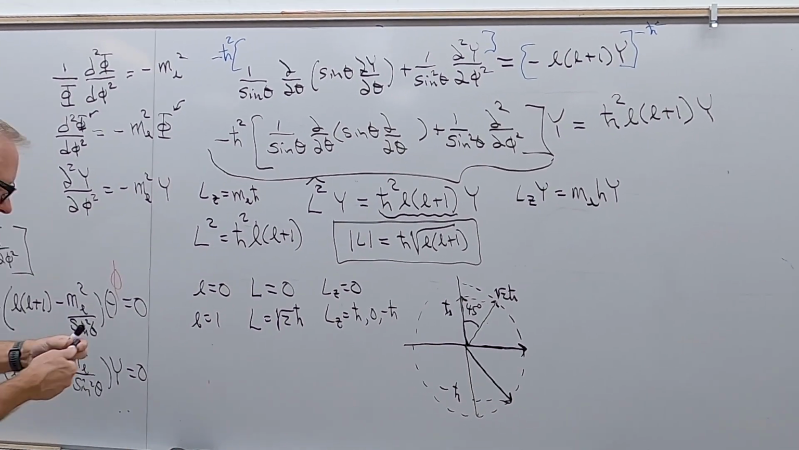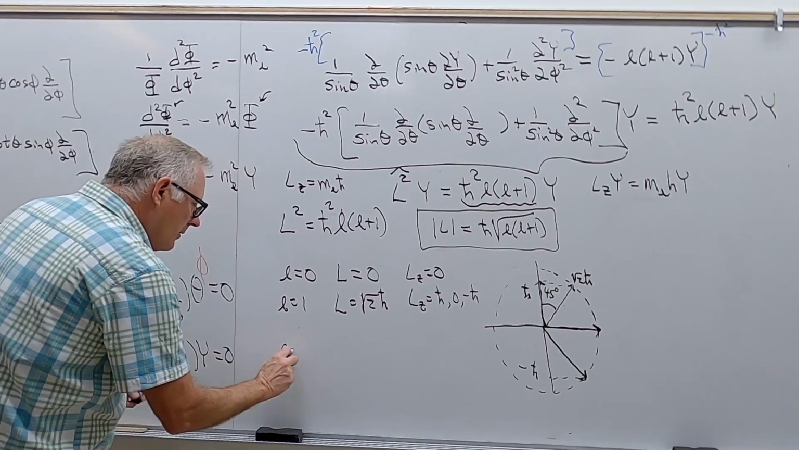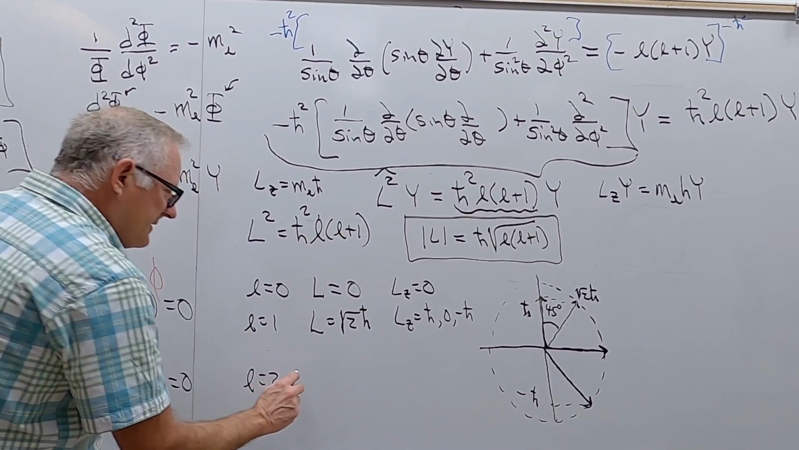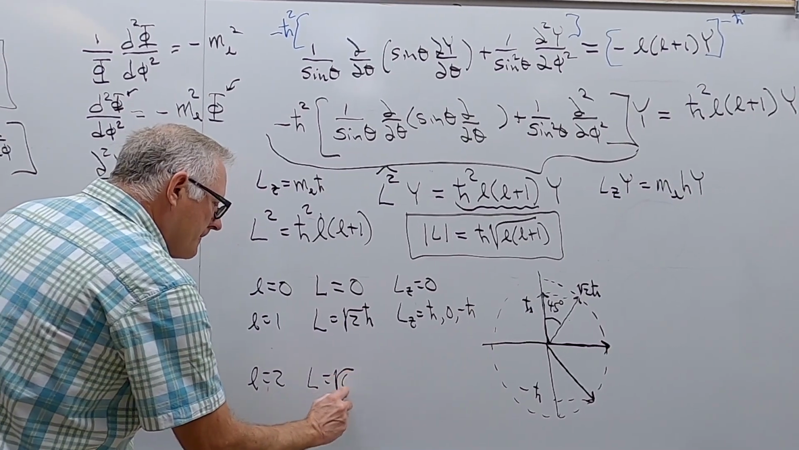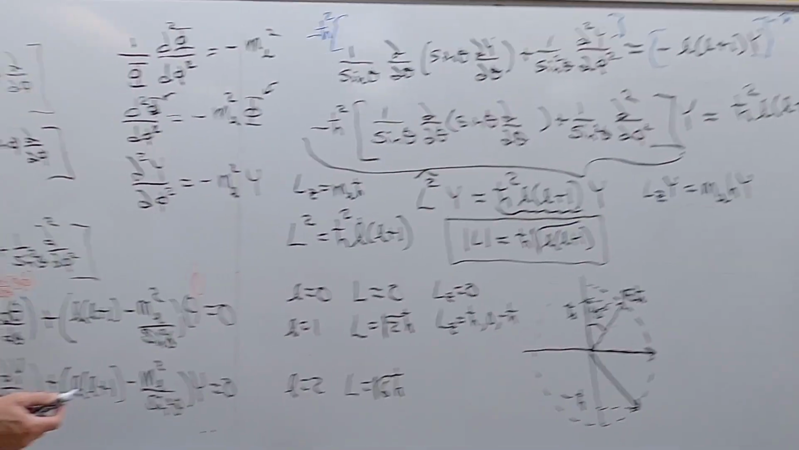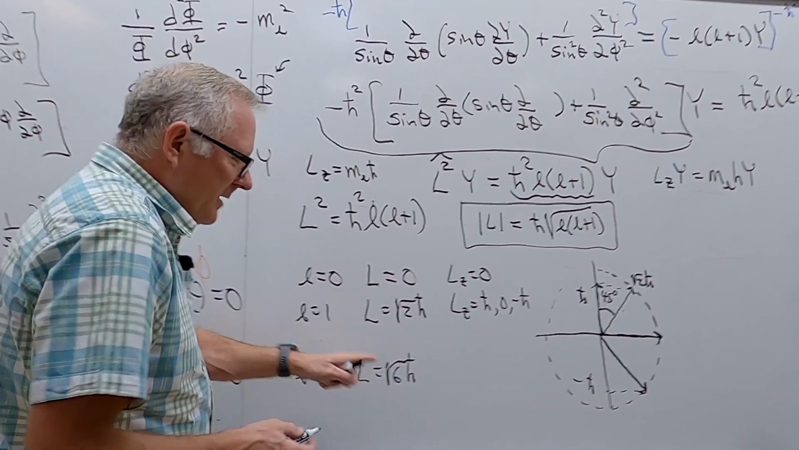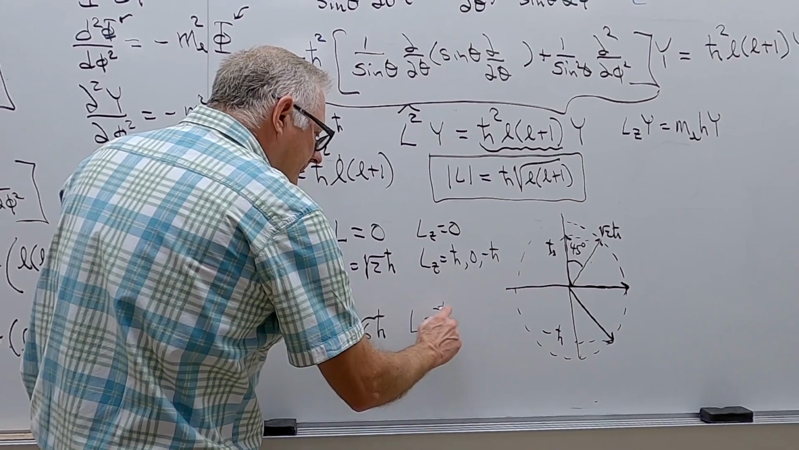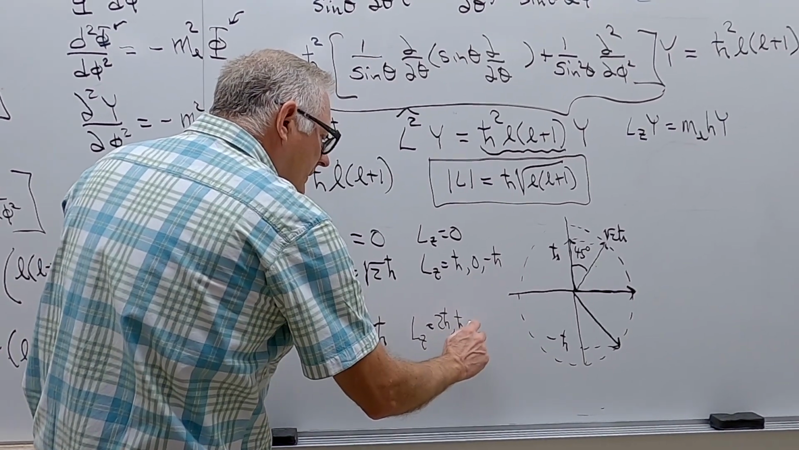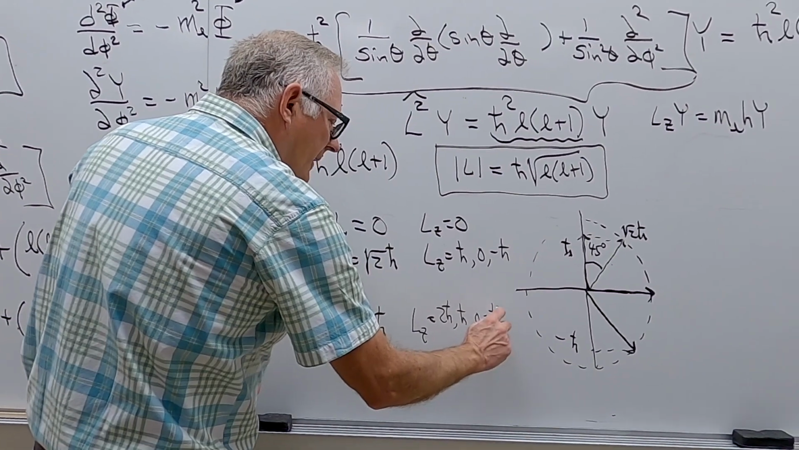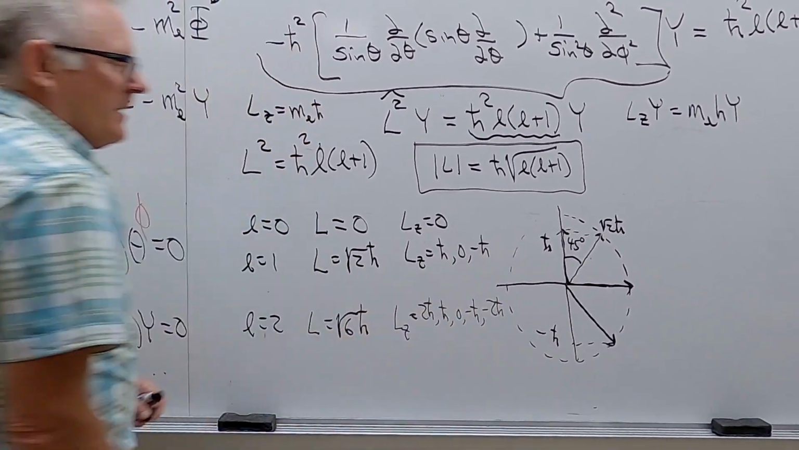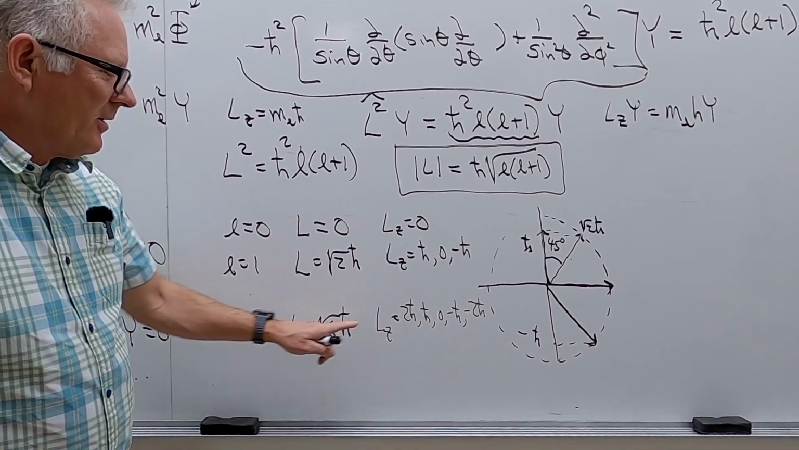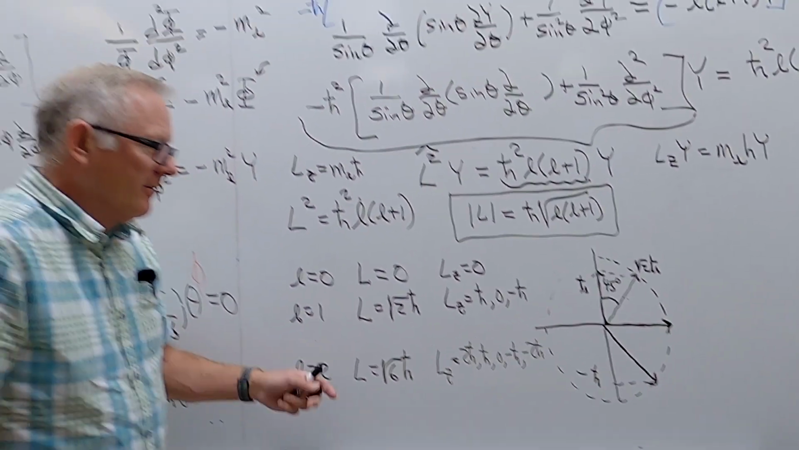Well, let's go to a higher one. How about L equals 2? Well, that means that this is 2 times 3, which is the square root of 6 h bar. So that's the length of it. But the z component, L sub z, can be 2 h bar, h bar, 0, minus h bar, minus 2 h bar. 2 h bar is less. It could never be bigger than this. The z component of a vector can't be bigger than the magnitude of the vector.